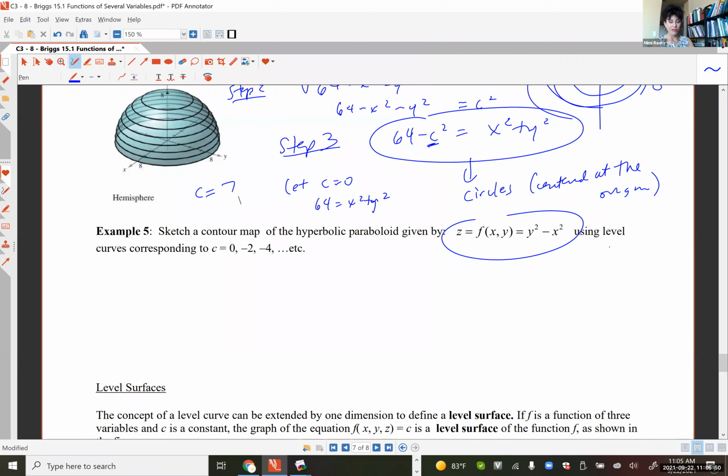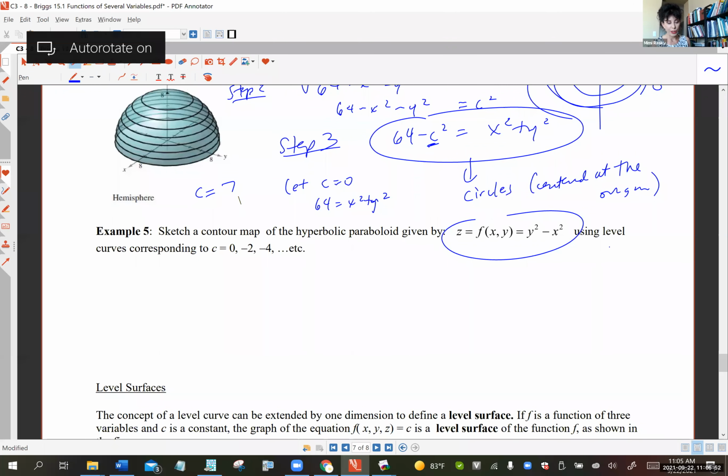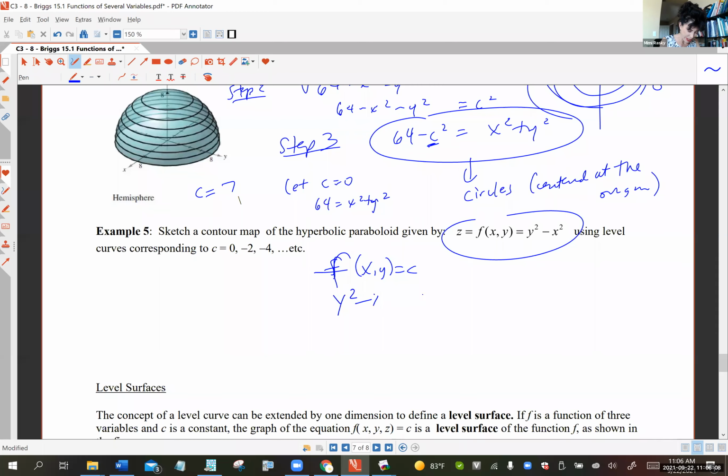So follow my procedure if you want all your points. Step 1, set the function equal to a constant. So in this case, y squared minus x squared equals a constant.